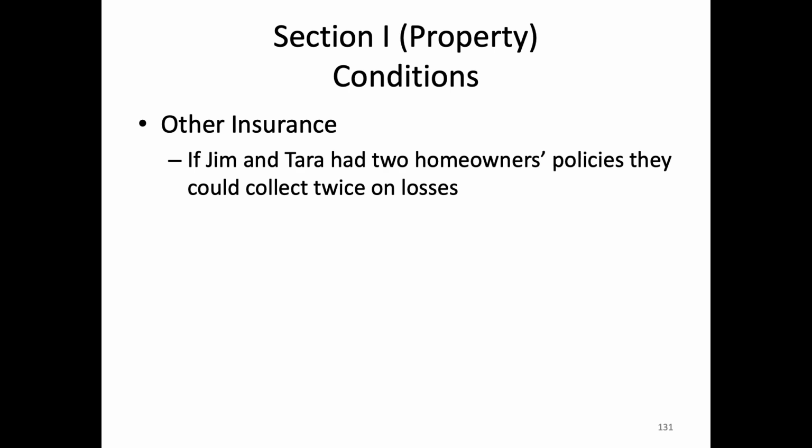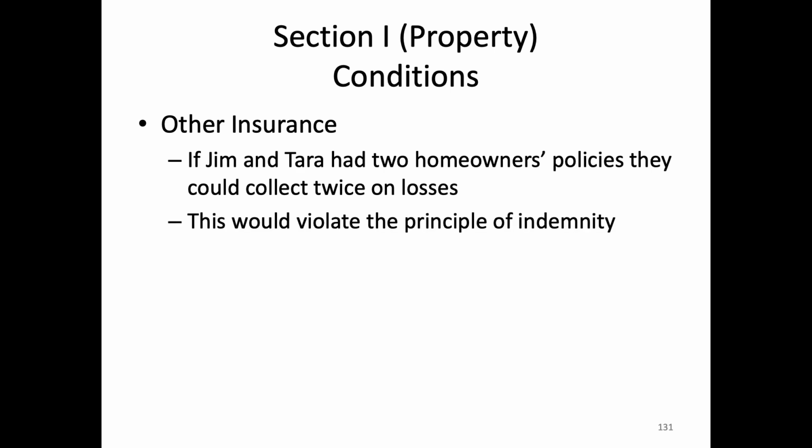Maybe Jim and Tara were getting married, and in the weeks and months leading up to the marriage, Jim bought a policy on their new home, and Tara did too, without knowing that the other did. So it could happen by accident, or it could be something more purposeful. And having two policies covering one home would violate the principle of indemnity. Every time there's a loss, the insurance industry would be paying out twice.